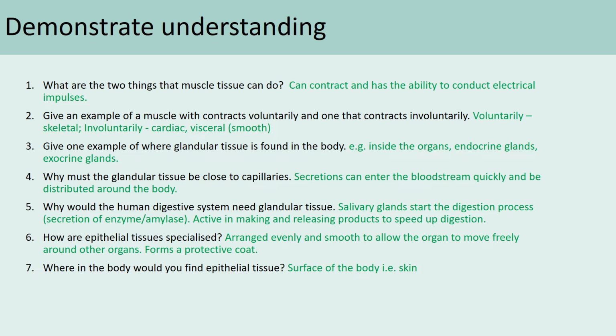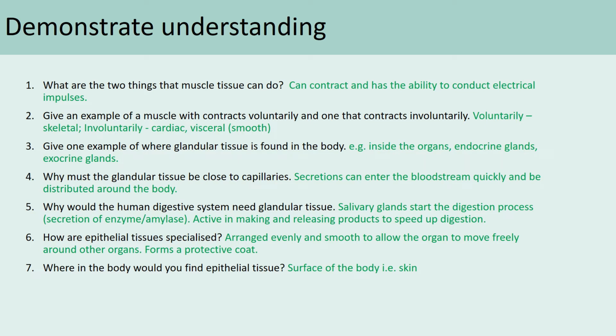Number 5, why would the human digestive system need glandular tissues? So in the digestive system, the first part is you chewing up the food in your mouth, and you produce something called saliva. And so you have salivary glands that will produce that saliva. You also have it in different stages of the digestive system, which we'll look at next week, where enzymes and things like that are produced.